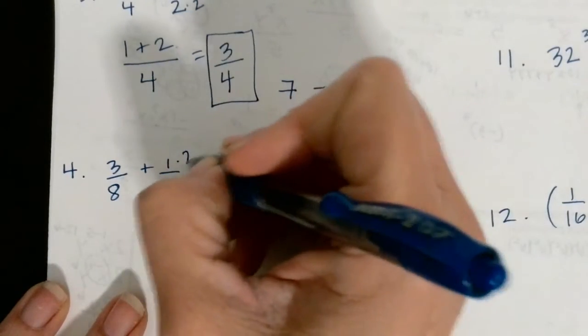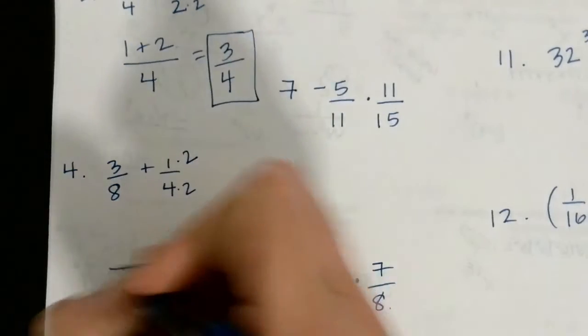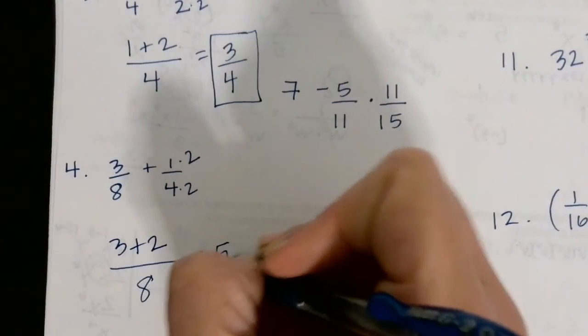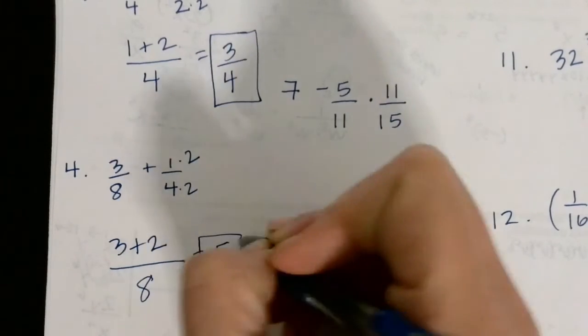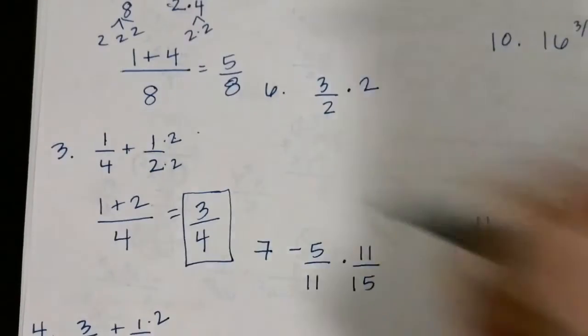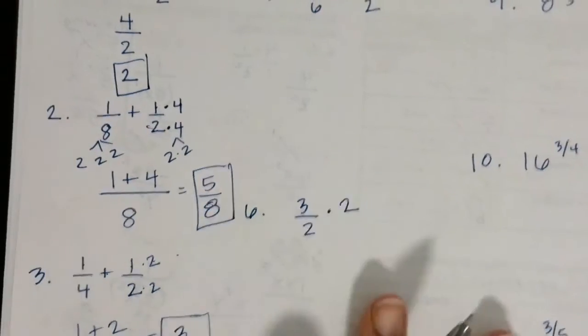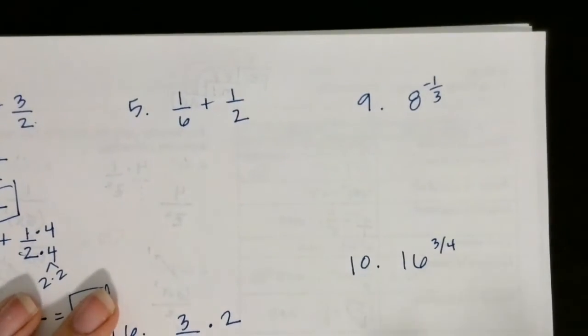Times 2, so that's going to be over 8, and that's 3 plus 2. Oh look, we get 5/8 again. Is it bothering anybody that I didn't box this 5/8 or this 2? Because it's bothering me. Consistency counts.